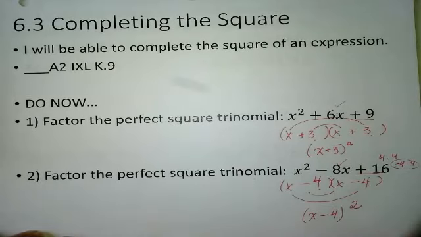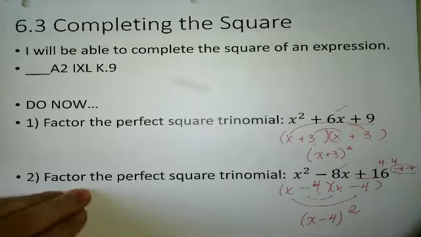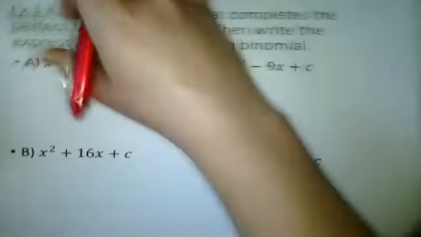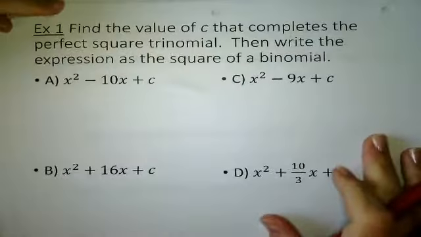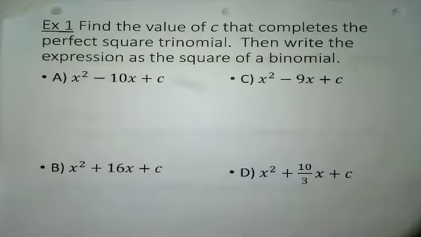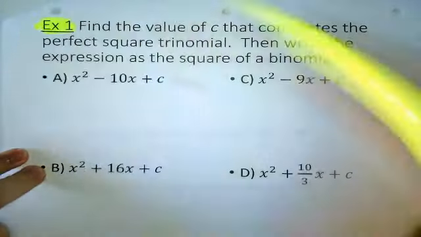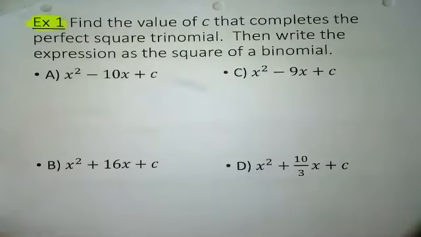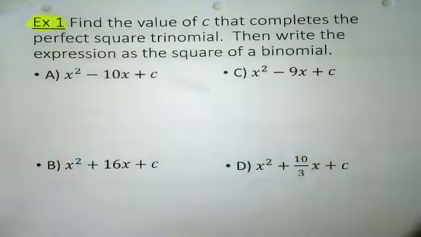All right. And so this is what we're doing essentially today, we're figuring out how to complete the square. So example 1, again, you want to write this down. Example 1. There we go. And this is an IXL assignment today, K.9. Find the value of C that completes the perfect square trinomial.